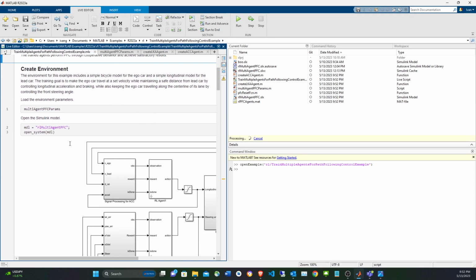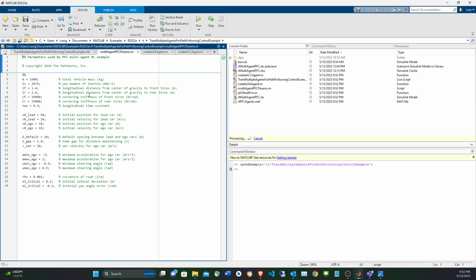And okay, so now let's first load the parameters into a base workspace, which are similar to the last example, but some additional parameters. We have the mass, the distance of the wheels, the stiffness, from the front and rear tires. The tau is for the longitudinal time constant that is used in the computation of the forward motion. And we also have the starting position, the initial velocity and initial position of both the vehicle in front and the vehicle that you're controlling. So we have to model both vehicles.